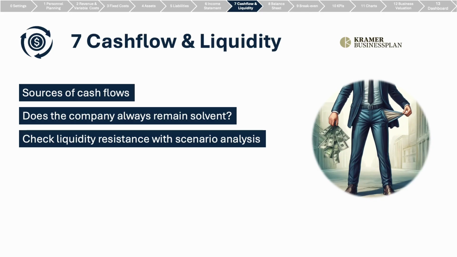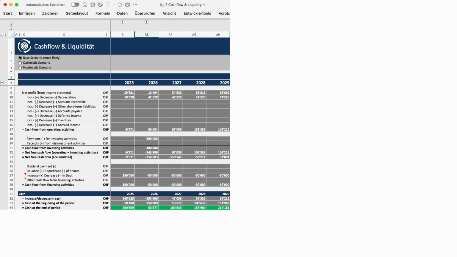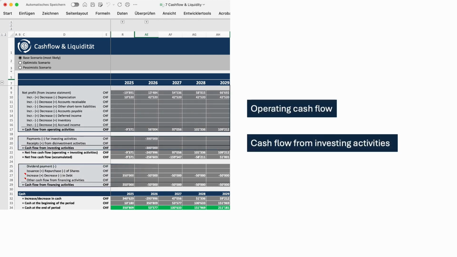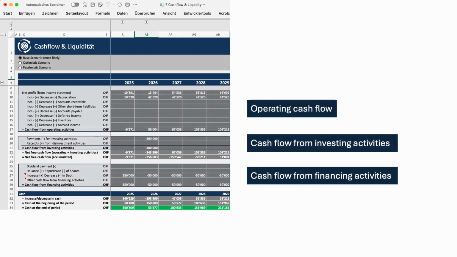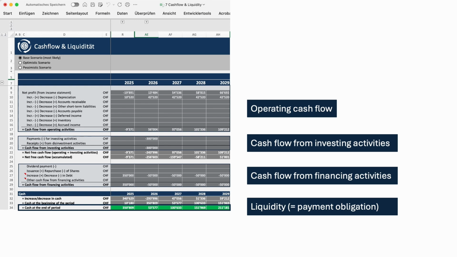In the cash flow and liquidity worksheet you can see, on the one hand, the sources of the cash flows and, on the other hand, whether the company can consistently meet its payment obligations. The cash flows, also known as fund flows, from operating business, investing activities and financing activities, are determined and clearly shown. Probably the most important key figure is liquidity, which is always ensured here.